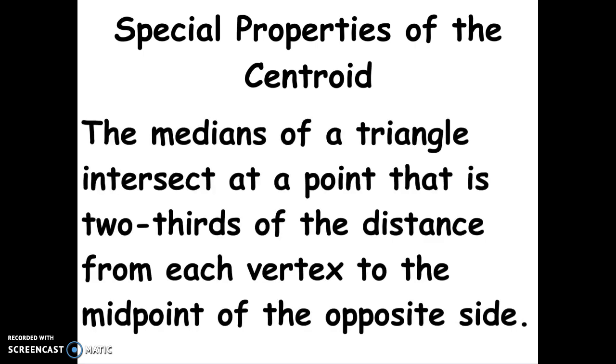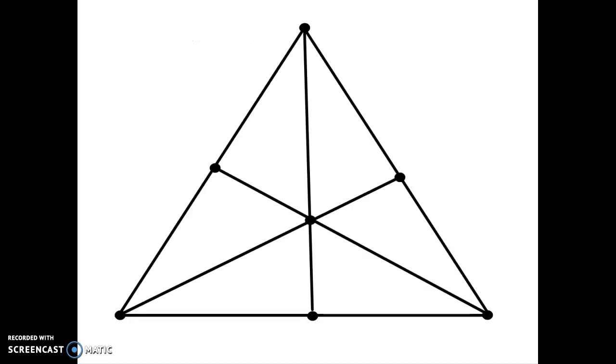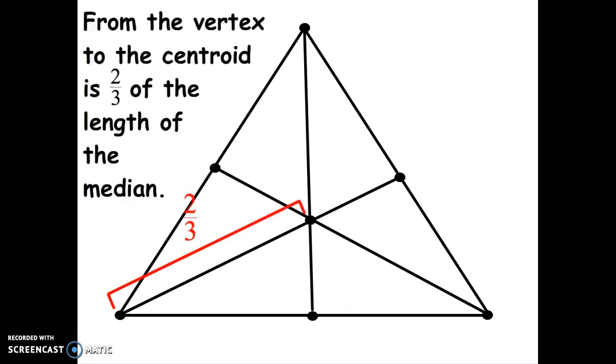Special properties of the centroid. The medians of a triangle intersect at a point that is 2/3 of the distance from each vertex to the midpoint of the opposite side. So let's take a look at that special property visually.